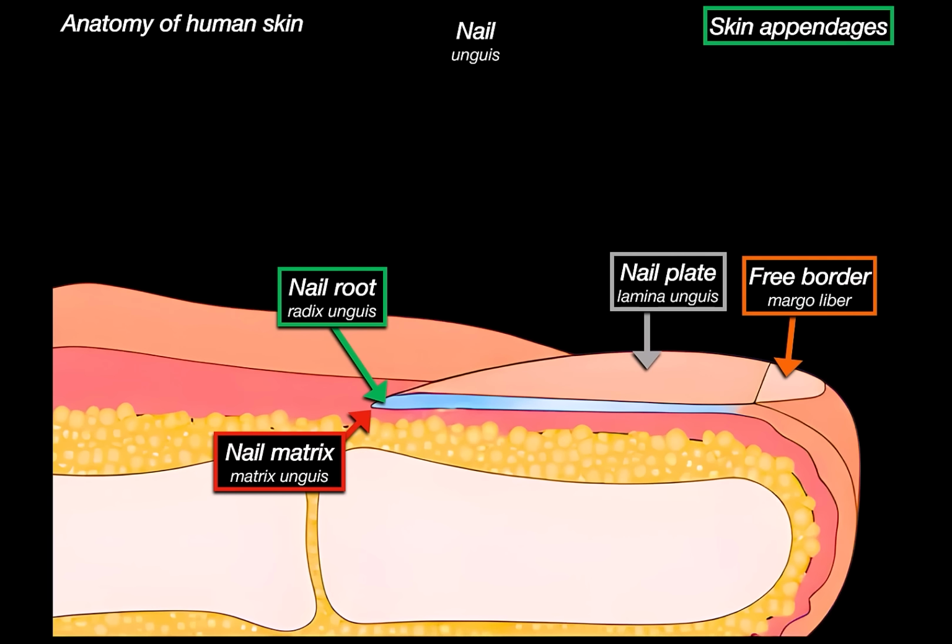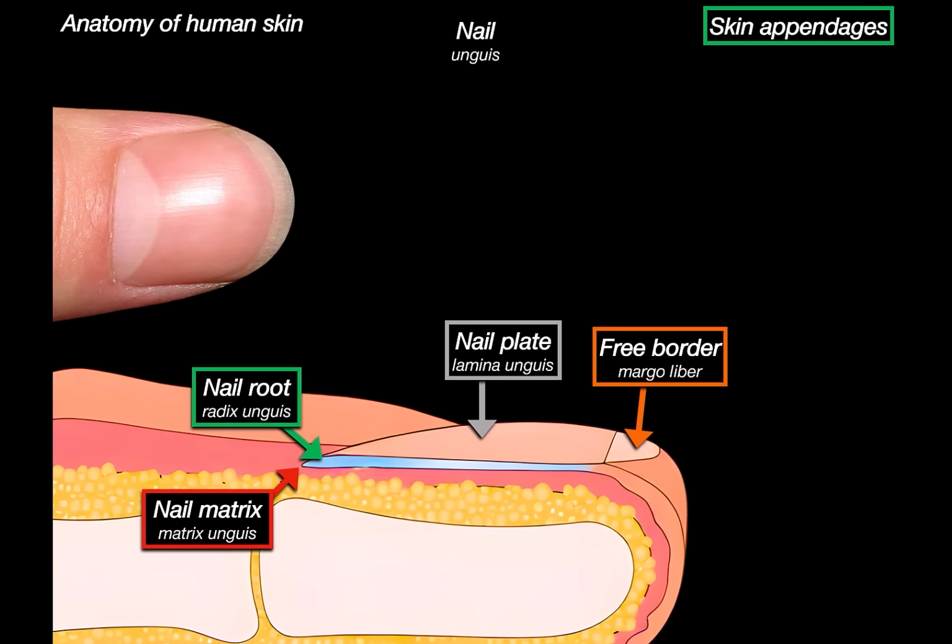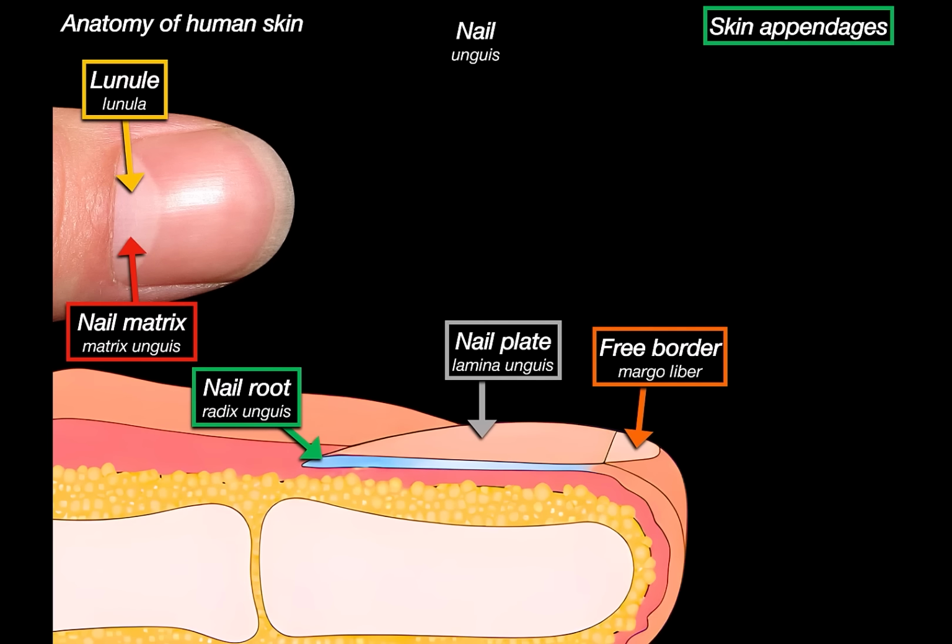Deep to the root lies the nail matrix. This is a region of proliferating cells that actually produce the nail. As these matrix cells divide and keratinize, they push the older cells distally, and that slow, continuous movement is what causes the nail to grow forward. The pale half-moon shaped area you see at the base of some nails is the lunula, which is the superficial part of the matrix shining through a slightly opaque overlying plate.